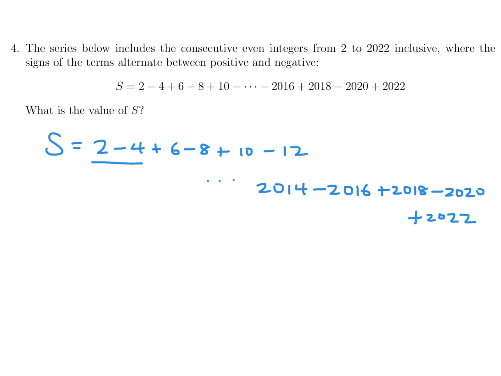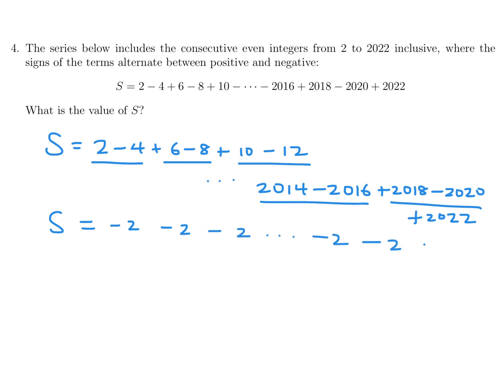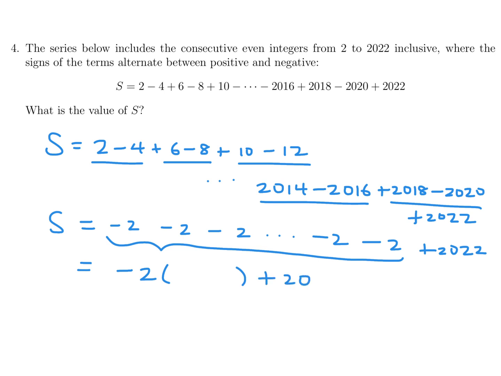Okay, what I notice is that if you look at these pairs, they're all equal to minus 2. Right? Minus 2, minus 2. And then you have this 2022 hanging at the very end. So I think that's all there is to it, really. All I have to do is figure out how many of those minus 2s there are, and put that in the bracket, and then multiply that by negative 2. And then add that final 2022. Okay, so that's the discussion right there.